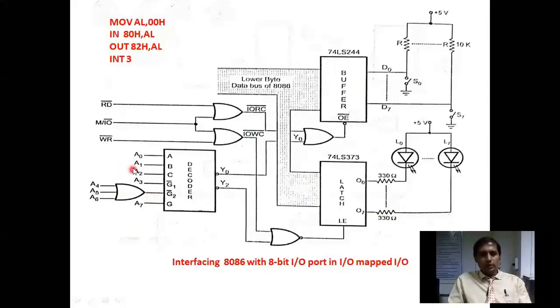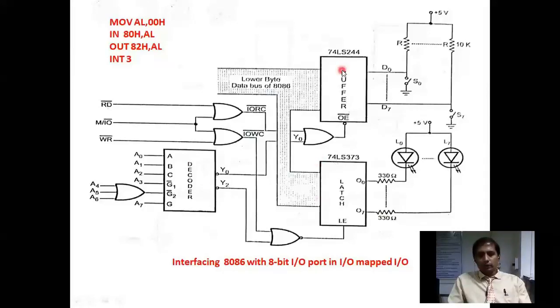How many address lines are present? 8, A0 to A7, direct addressing mode. Here we have one buffer that acts like an input port and one latch that acts like an output port. The IC number for the buffer is 74LS244. Similarly, the IC number for the latch is 74LS373. For the decoder it is 74LS138, I think; in a previous video I explained the decoder IC numbering, so just verify once. Like that we have three different ICs.